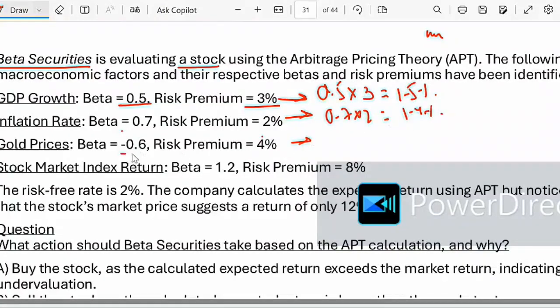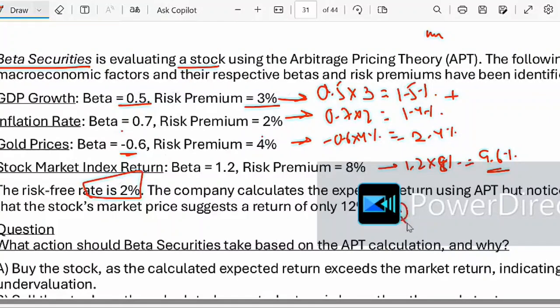Then minus, you see, beta is negative, minus 0.6 multiplied by 4%. How much is this? It is minus 2.4%. And here 1.2 multiplied by 8%. How much is it? 9.6%. Now you add all of them. You add all of them, and you have to add the risk-free rate 2%.